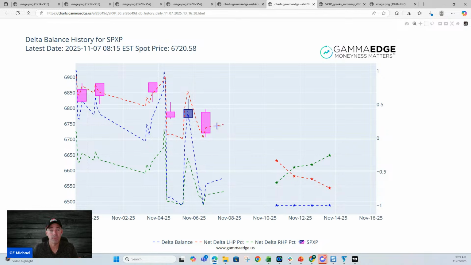The red is the left-hand plane. That's your in the money calls and out of the money puts. The green is obviously in the money puts overhead. And then the aggregate is the delta balance. We're well below the zero line. The projected expiries into next week, well below the zero line, delta balance pegged at -1.